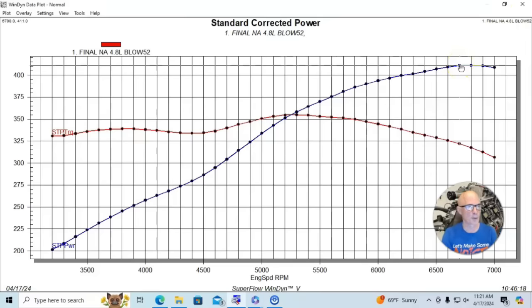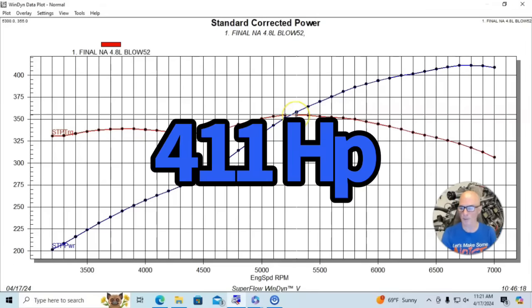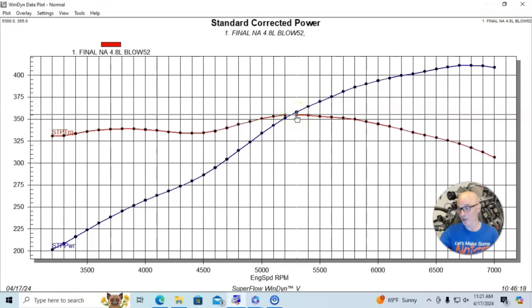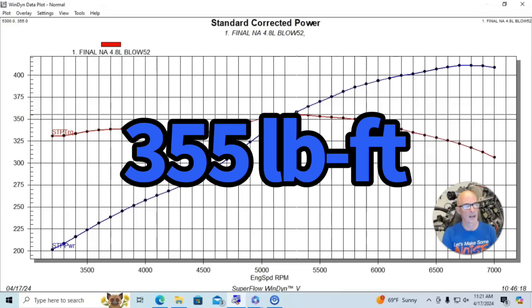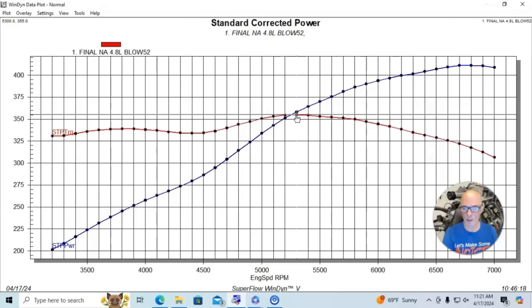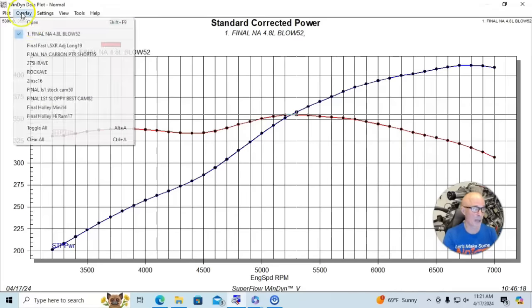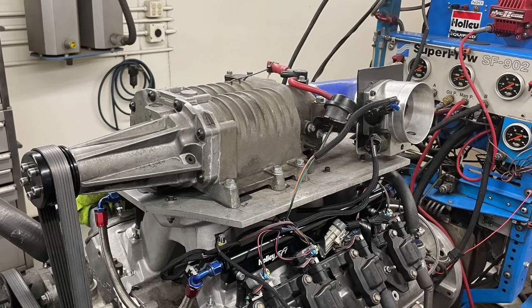Our 4.8 produced 411 horsepower and wanted to make peak power fairly far out, near 7,000 RPM, 6,900, and 355 foot-pounds of torque. Now, this was not a great 4.8. This was the one that I had all the problems with, so it was probably a little softer than they normally are. But here's what happened when we added our supercharger.